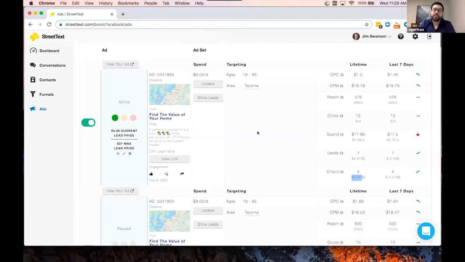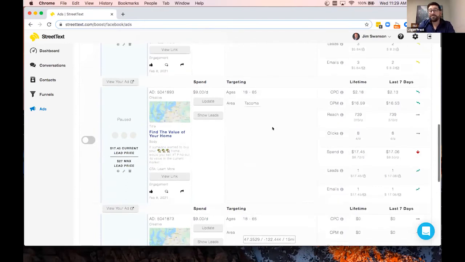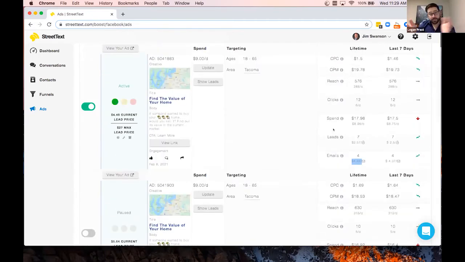Tacoma is a decent median market. You're talking $500,000 median, give or take. And had we run 1 ad, if we had run this ad here, him and I would be talking right now and him saying, yeah, Streettext isn't for me. Facebook leads don't work, right? These ads suck because we didn't test it properly. But thankfully we did test it. We found an ad that works, and this gentleman just signed up for a year.